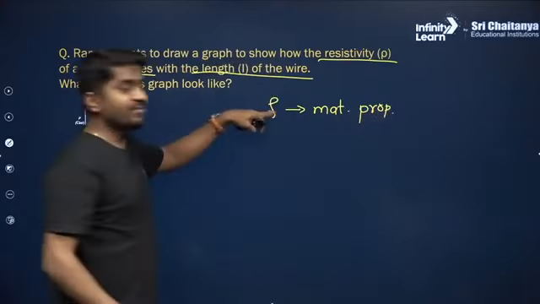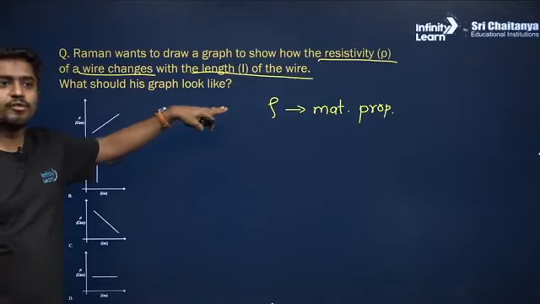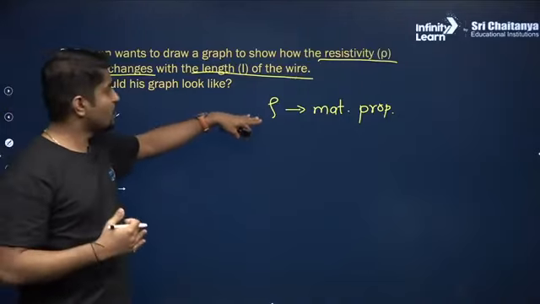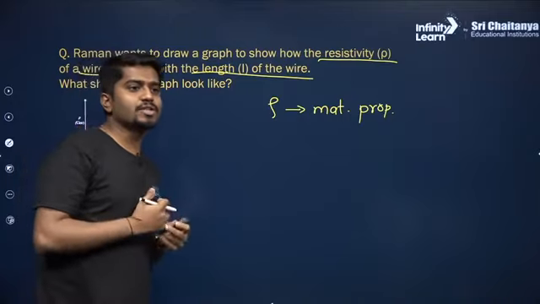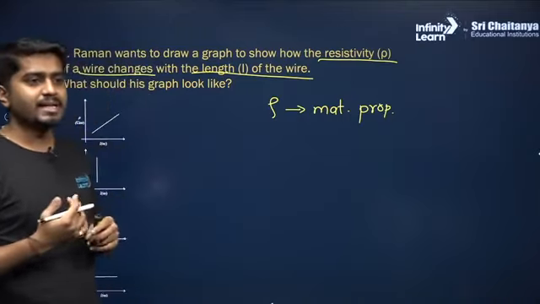So the resistivity does not change with length of the conductor or area of cross section. Speak in Hindi? Okay, I'll try.